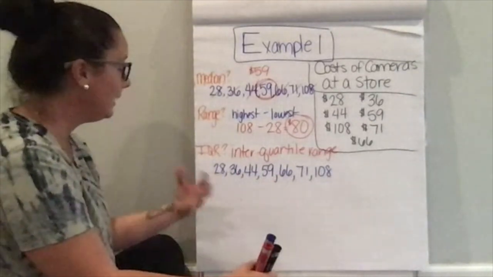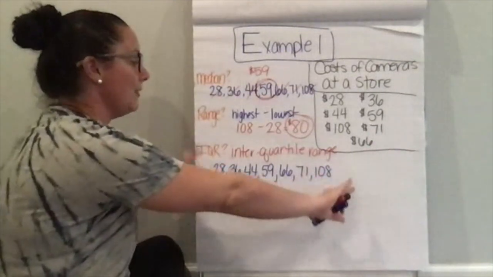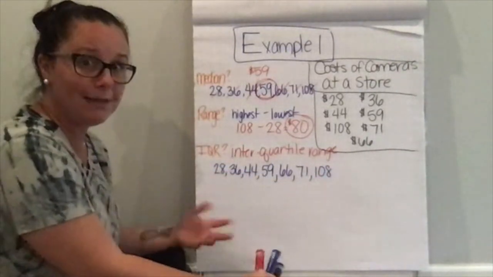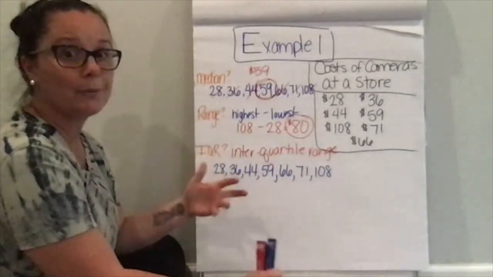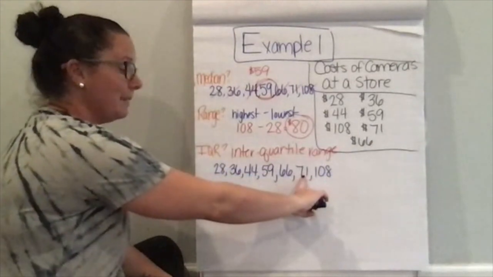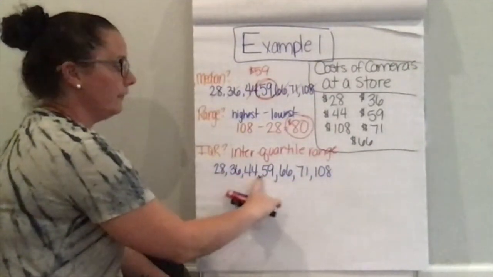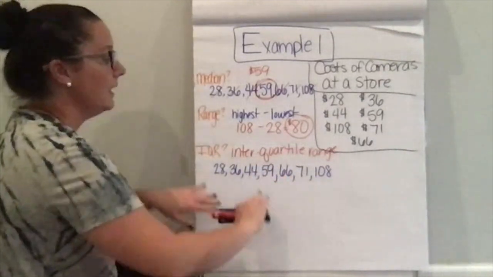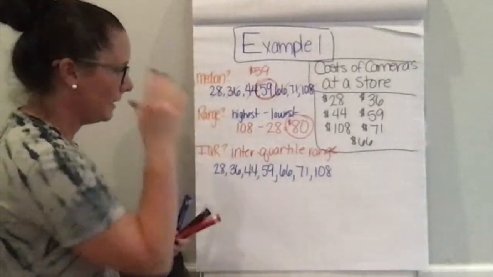And when we do that, it actually takes out the outliers. It's going to be taking out the highest and the lowest, assuming that those are much less or much more than the rest of the data. If you look at this example, you can see that 108 is quite a bit more than 71, and 28 is quite a bit less than the 44, 59, and 66. So it's going to take those out, and we're going to look at only the middle 50% of the data.